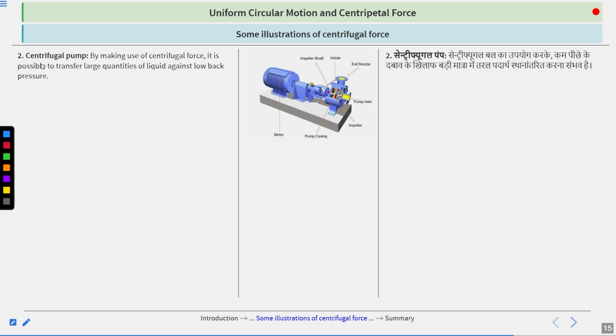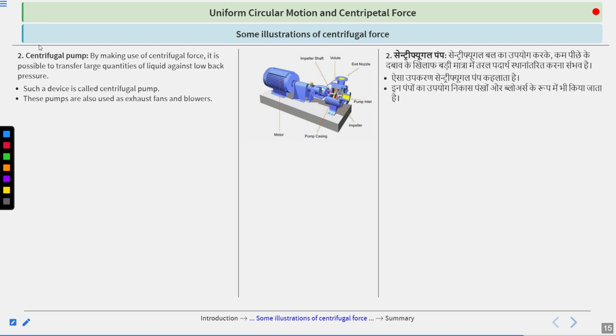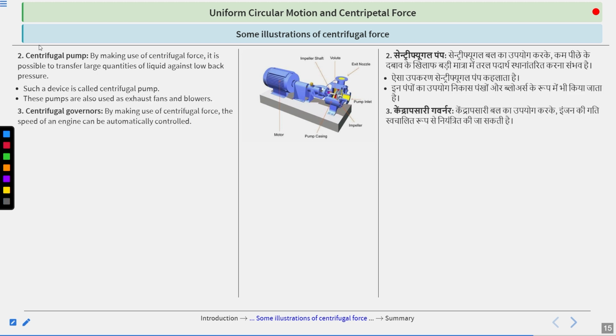Another application of centrifugal force is the centrifugal pump. By making use of centrifugal force, it is possible to transfer large quantities of liquid against low back pressure. Such a device is called a centrifugal pump. This pump is also used as exhaust fans and blowers. After this, we have the centrifugal governors. By making use of centrifugal force, the speed of an engine could be automatically controlled. Such an automatic device which controls the speed of an engine is called a speed governor.